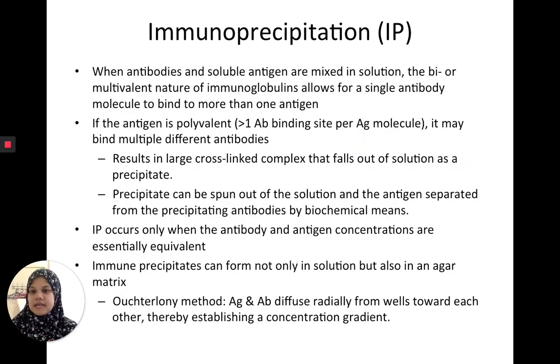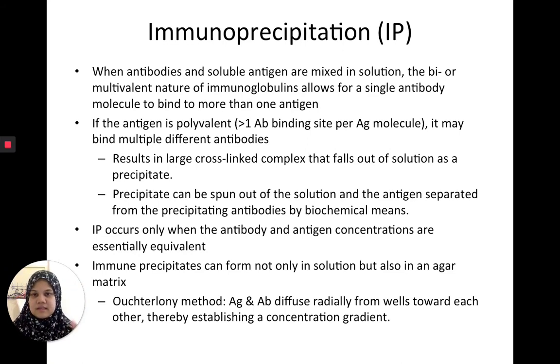Now, once you've got the antibodies, you can do a number of things, depending on whether they're polyclonals or monoclonals. The first thing, a very simple method, is called immunoprecipitation, and it's really as simple as mixing the antibodies and soluble antigen in a solution. If the antigen is polyvalent, that means it has more than one antibody binding site per molecule, meaning it has multiple epitopes. It can bind multiple different antibodies. So in this case, you'll get basically a large linked complex, and once it's large enough, it will actually fall out of solution, or precipitate.